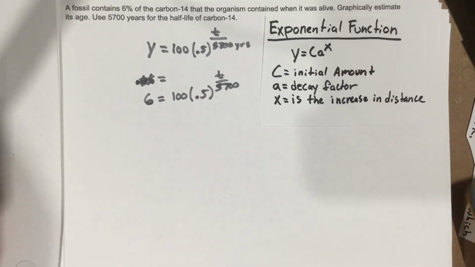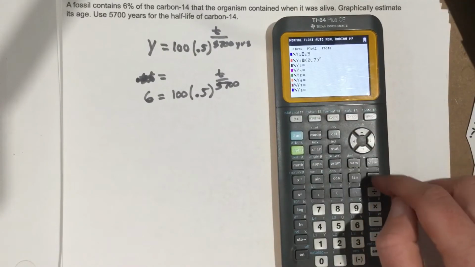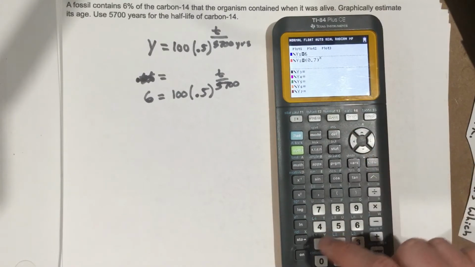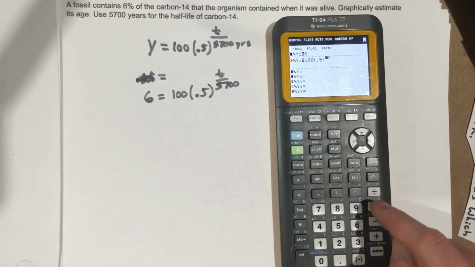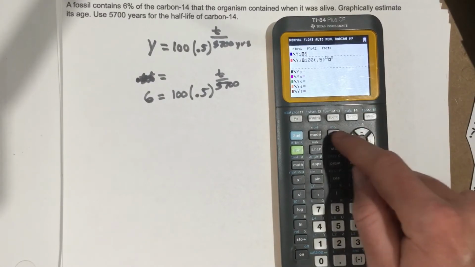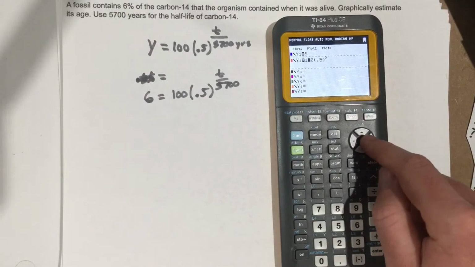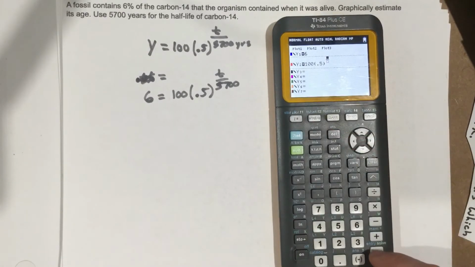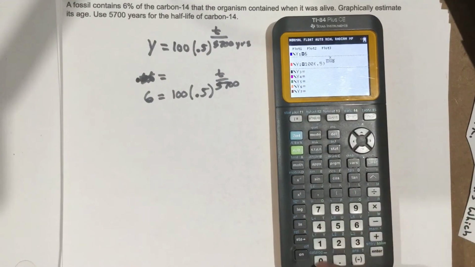When we graph them, we're going to use a graphing calculator. And we're going to go to y equals, clear out what we've got. So we're going to graph y equals 6. And we're going to graph 100 times 0.5 to the x. And actually, we'll put this as a fraction. So x over 5,700.